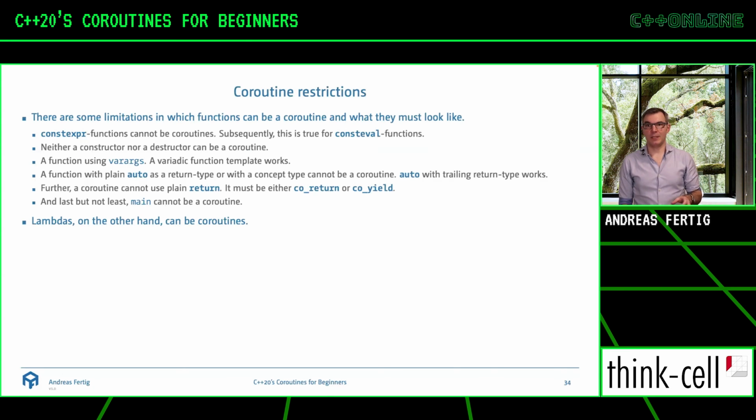Lambdas, on the other hand, and you saw that in my talk, can be coroutines. But because lambdas by default return auto, this is why I use the trailing return type for a lambda in the interleaved example to tell the compiler the return type of my lambda. So this is why I use the trailing return type there. No plain auto when it comes to coroutines.